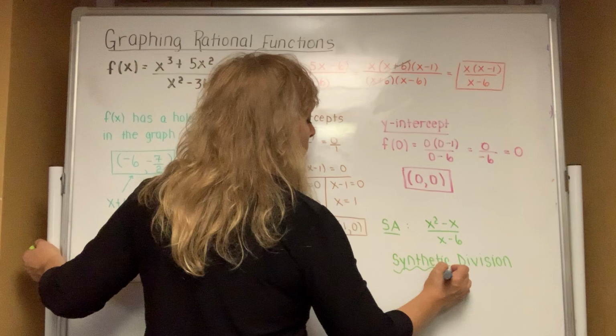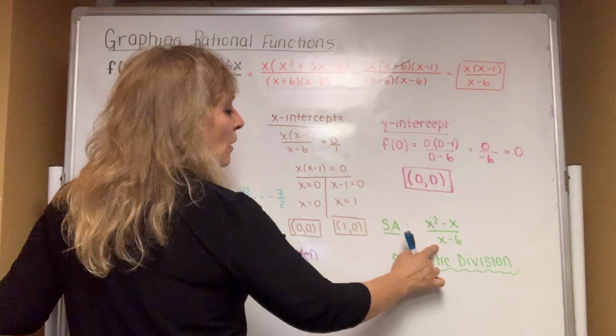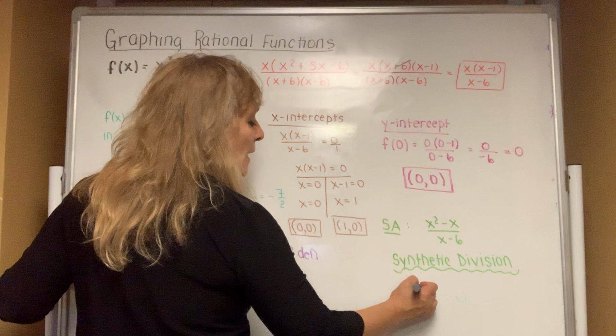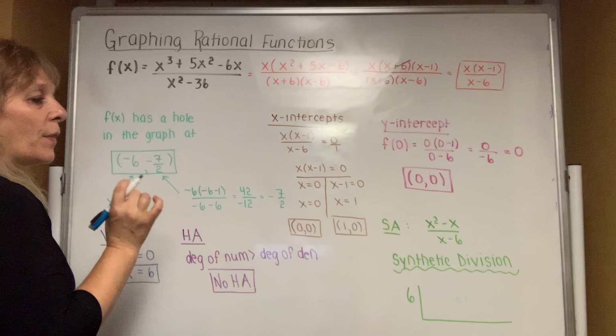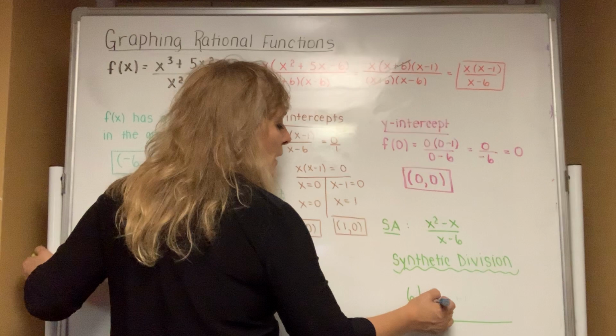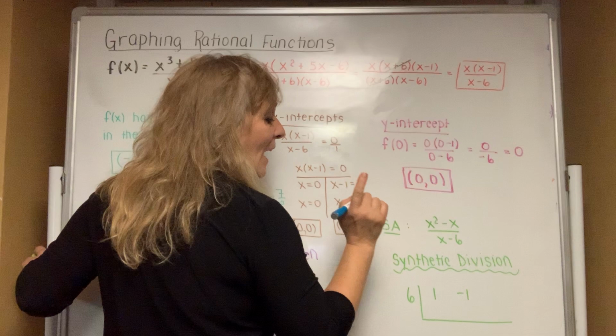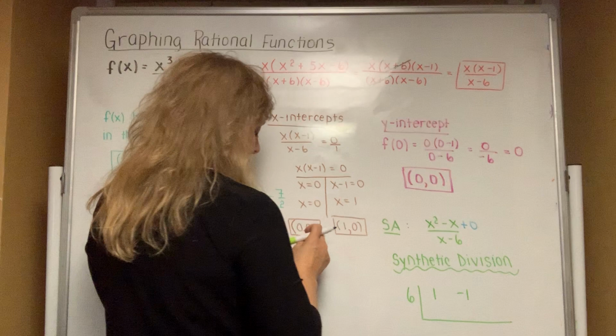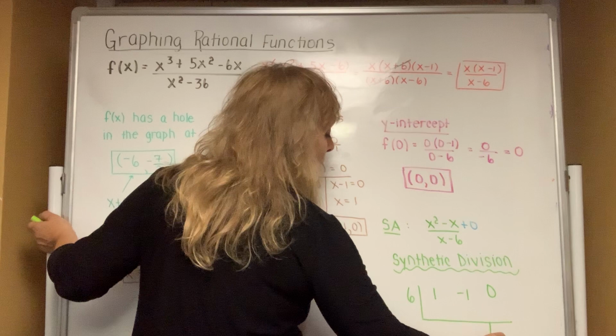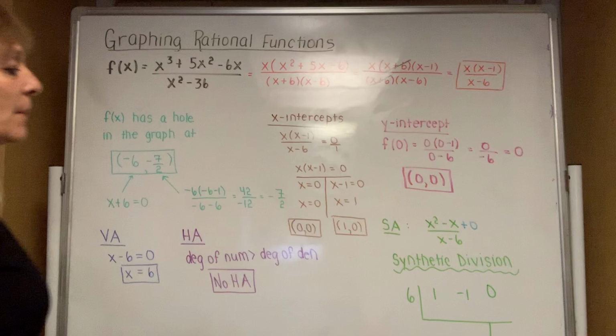All right, so when you are ready to do synthetic division, you look at the denominator, you set it equal to 0, and you solve. You get the number 6. That's the first number. Then you proceed to put in all the coefficients in order for the numerator. So the x squared has a coefficient of 1. The x has a coefficient of negative 1. And the constant, which you do not see, but it's really there, so you have to put it in, has a coefficient of 0. So the constant has to be the last thing because underneath always ends up being the remainder. So here is your remainder.